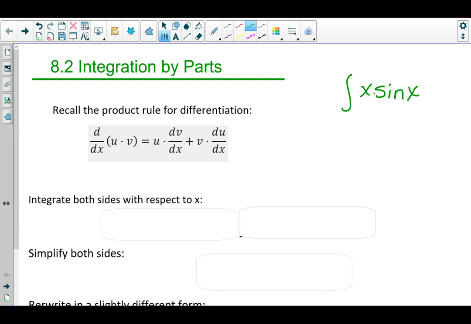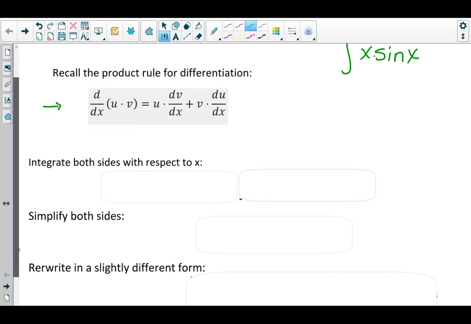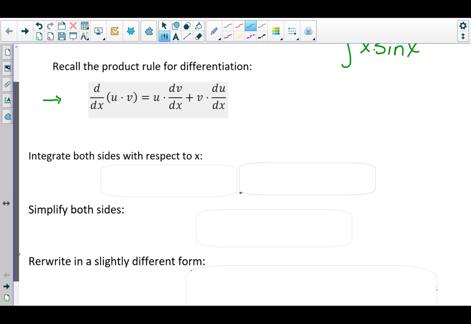Now let's begin by reviewing the product rule from differentiation, where we had learned that the derivative of a product u times v, where u and v are both functions of x, equals u times the derivative of v with respect to x plus v times the derivative of u with respect to x. So remembering that, the by parts formula will be basically based on that formula.